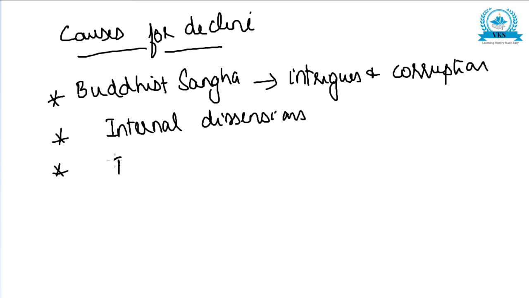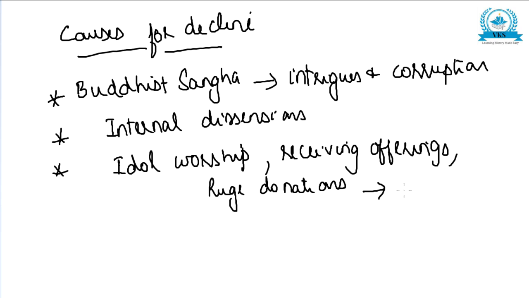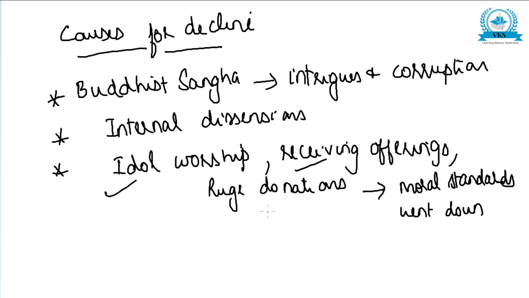Now again, practicing of idol worship, then receiving offerings, receiving huge donations, all these led to the deterioration of moral standards. So with this, moral standards went down, because Buddhism was a very simple religion. It was free from all these things. But now what happened? Idol worship, receiving of offerings, huge donations, all these led to the deterioration in moral standards of the bhikshus.